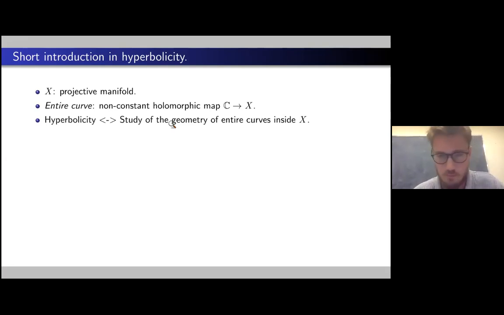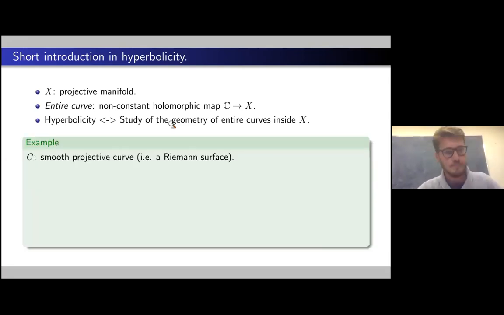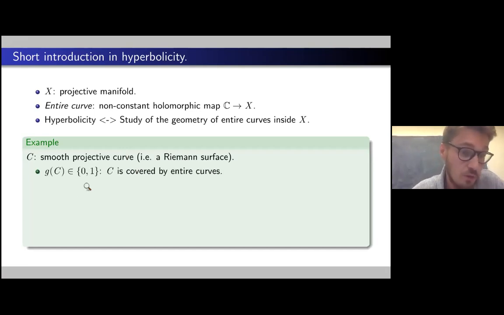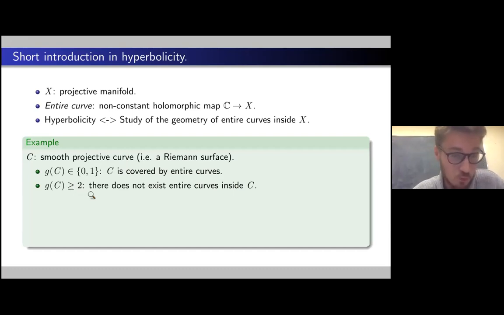So let's give an example. Let's take a simple projective variety, a smooth projective curve, in other words, a Riemann surface. If the genus of the curve is 0 or 1, then C is either P^1 or an elliptic curve, and in both cases, C is covered by entire curves. So there are many of them. Whereas, as soon as the genus is greater than or equal to 2, there does not exist any entire curve inside C.